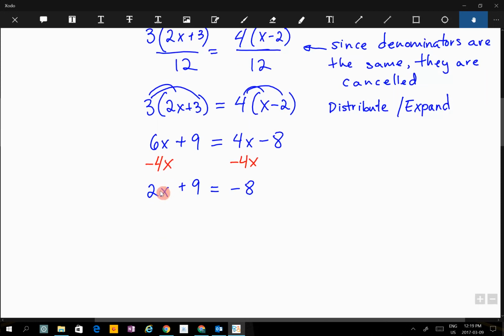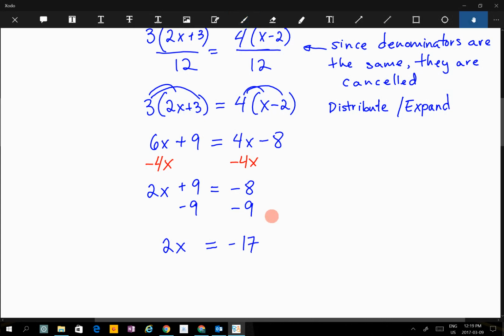So my next step, again, reverse BEDMAS, order of operations, and before we do the multiplication, we have to deal with the addition and subtraction. So if I have plus 9, I'm going to subtract 9 from both sides. Okay, so here on the left side, I have 2x. 9 take away 9 is 0, so I'm fine there with the equal sign. Negative 8 take away negative 9 is negative 17.